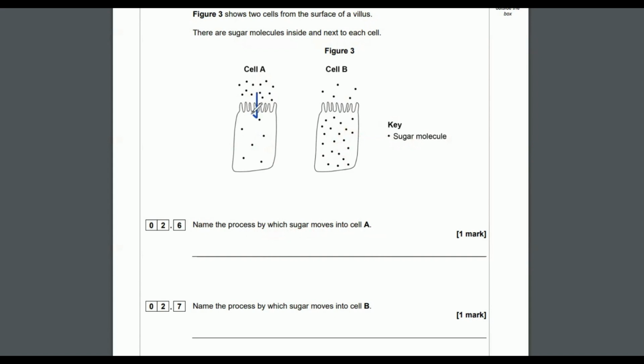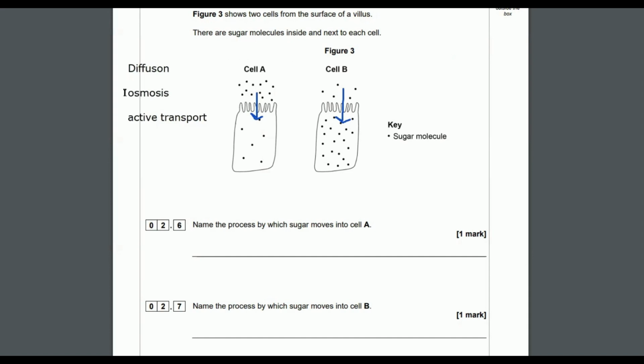So hopefully you can remember the 3 processes. Name the process by which sugar moves into B. This happens in the first chapter of biology, and it's called cell transport or transport in cells. There are 3 ways that things can move: diffusion, osmosis, or active transport. So those are your choices. Pause the video, have a go, unpause, see if you get it right.